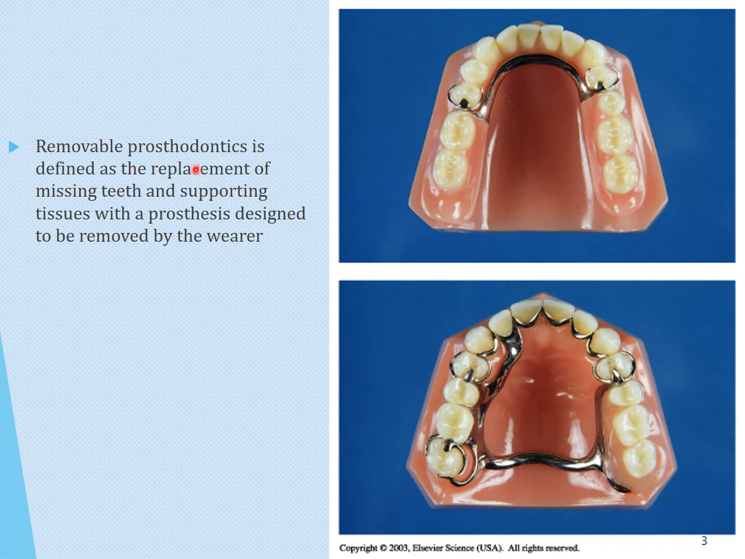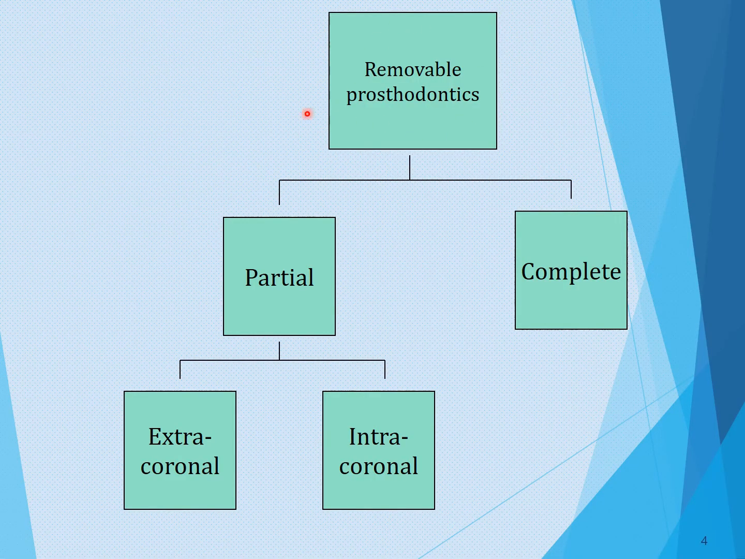Removable prosthodontics is defined as a replacement of missing teeth and supporting tissues with prostheses designed to be removed by the wearers. Removable prosthodontics consists of partial and complete. We have covered complete in the last lecture. We are talking about a partial denture now, which consists of an extracoronal and intracoronal portion.